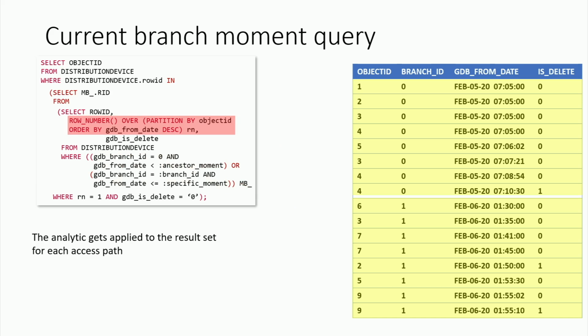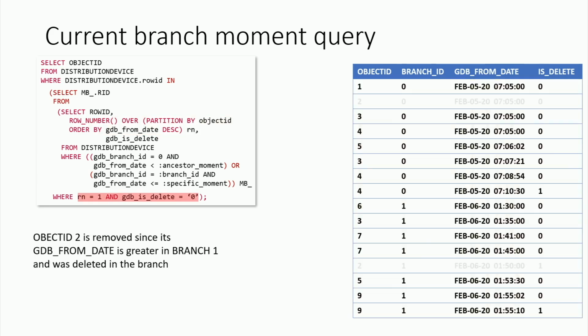So of course, we start off and apply the analytic to each access path. We'll start seeing things being grouped together, sorted together, row numbers being assigned, and so on. Now, in this example, between this slide and this slide, object ID 2 is removed from the candidate result set because, as you can see towards the bottom in the gray, it was deleted in my branch.